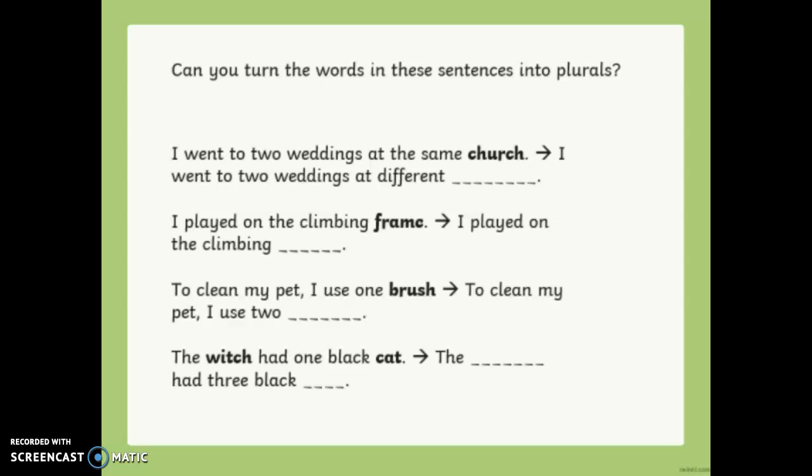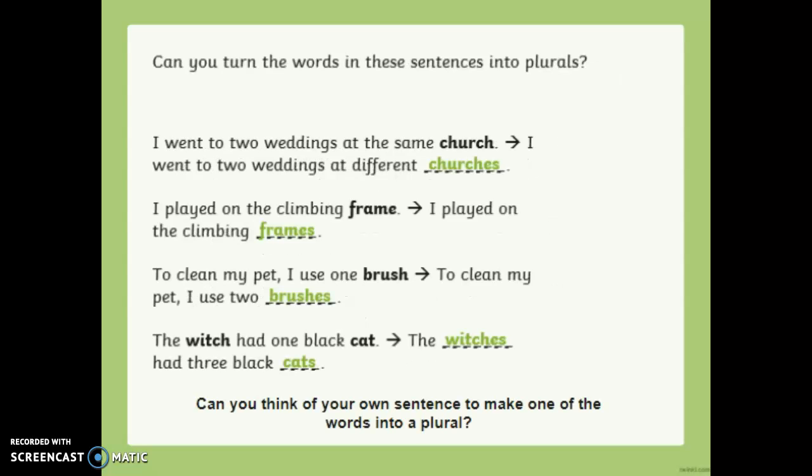How did you get on? I'm going to show you the answers and you can check your work yourself. Can you see here that we've changed church into churches and it's got ES at the end of it. Here we've changed frame into frames and we've added just an S. To brush, we've added ES. Here in this sentence, we've got two words that we needed to change. So we've had witch, we've changed into witches, and it's got an ES at the end. And cat, we've added an S.